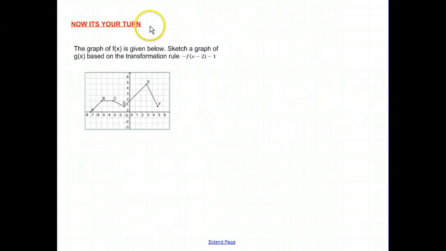And now it's your turn. The graph of f of x is given below. Sketch a graph of g of x based on this transformation rule you see here in front of you. If you have any problems, go back and review the screencast. Good luck, and see you again next time.